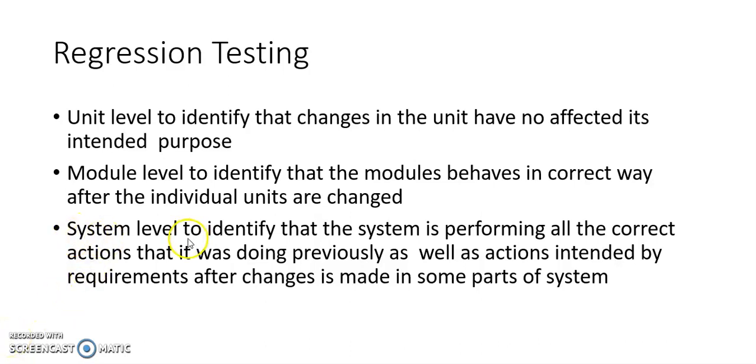The next is system level. At system level, it makes sure that all the parts of the system are performing correctly and giving the same action as expected. Any change in any part of the system should not make other smoothly running parts change their behavior. So any corrections you have done in one part of the system are supposed to be tested first, and then the other parts which are working fine are also supposed to be tested. That is known as regression testing.